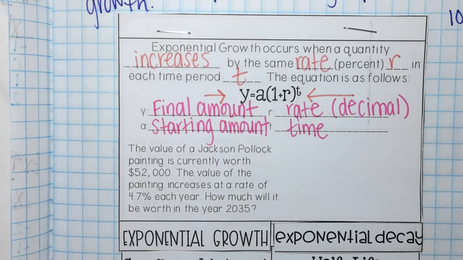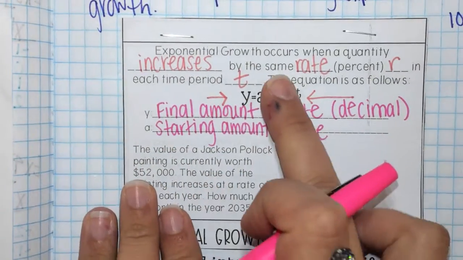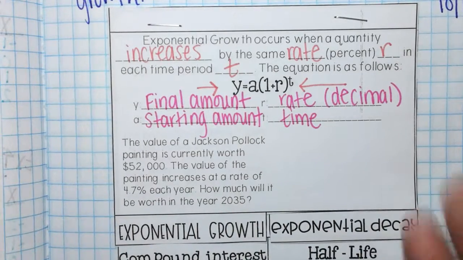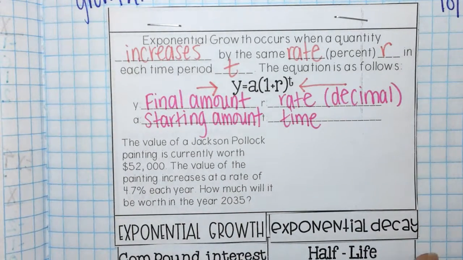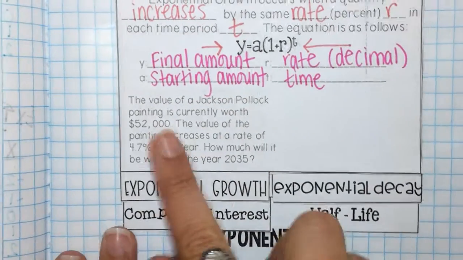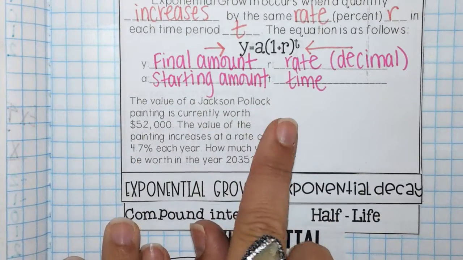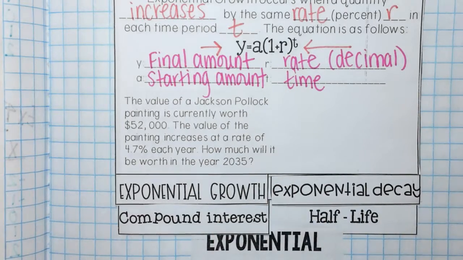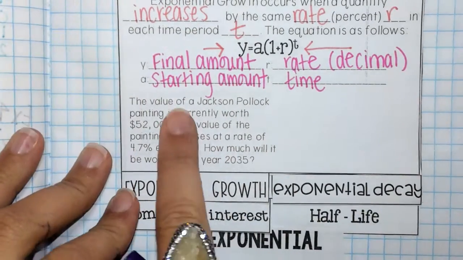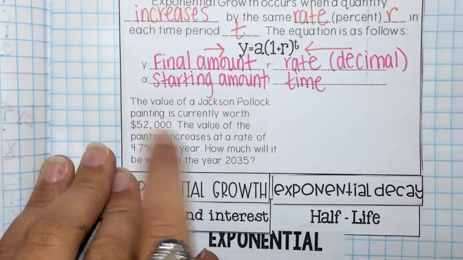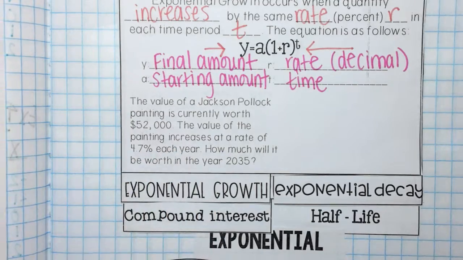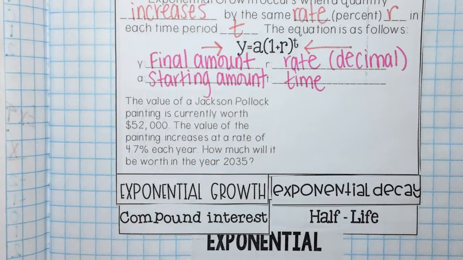Alright, so what we're going to do is we're going to take this problem right here and plug it into our equation. Now, you're going to use this equation every time, and you dissect the problem, you get what it's asking you, and we go from there. Are you ready? So this says the value of a Jackson Pollock painting. Do y'all know who Jackson Pollock is? He's a painter because it's a painting. He's an artist. All right. So it is currently worth $52,000. The value of the painting increases at a rate of 4.7% each year. How much will it be worth in the year 2035?